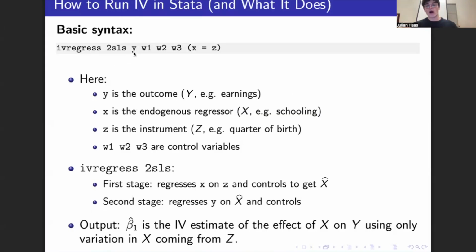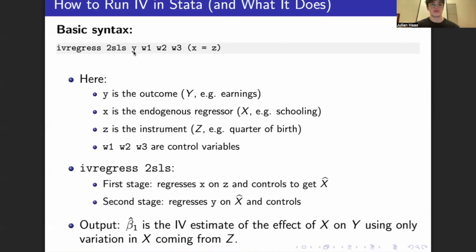So in this case, let y be our dependent variable. Let w1 through w3 be our control variables, some exogenous variables, and let x be our endogenous variable, in this case, schooling. We're going to set x equal to our instrument, and really that's it. The code is just going to be an IV regression. We're going to run an instrumental variable regression, IV regress. We're going to use two-stage least squares. Remember, there's other ways to estimate an IV model, such as GMM, but for right now, we're just going to look at two-stage least squares. So we'll specify two-stage least squares.